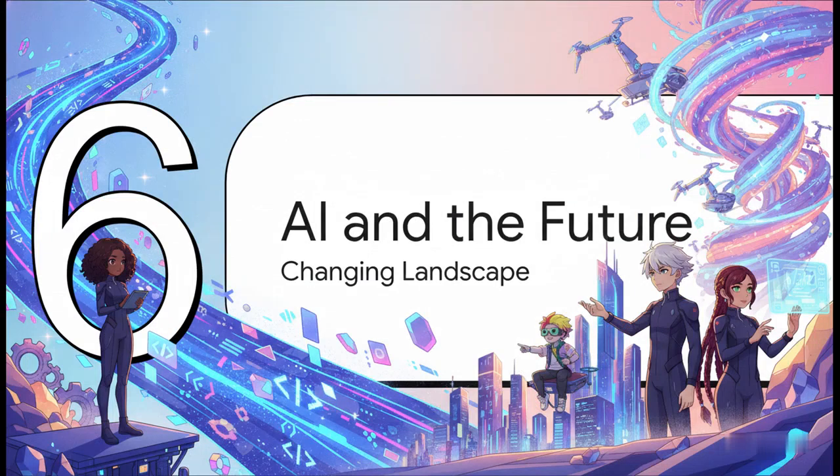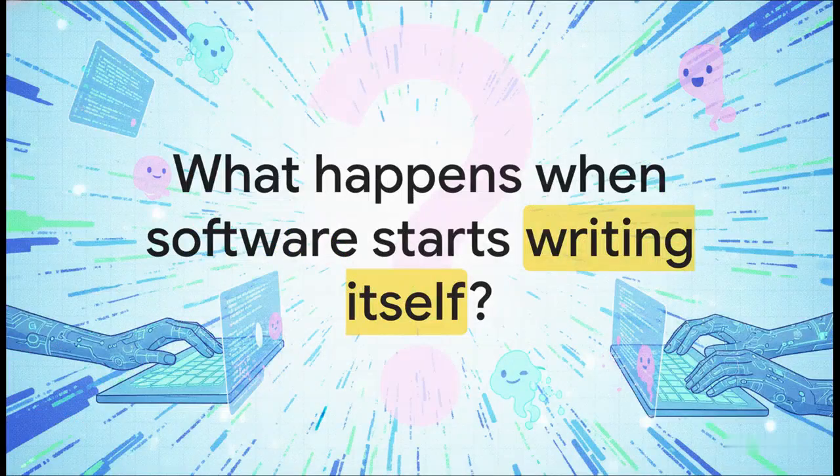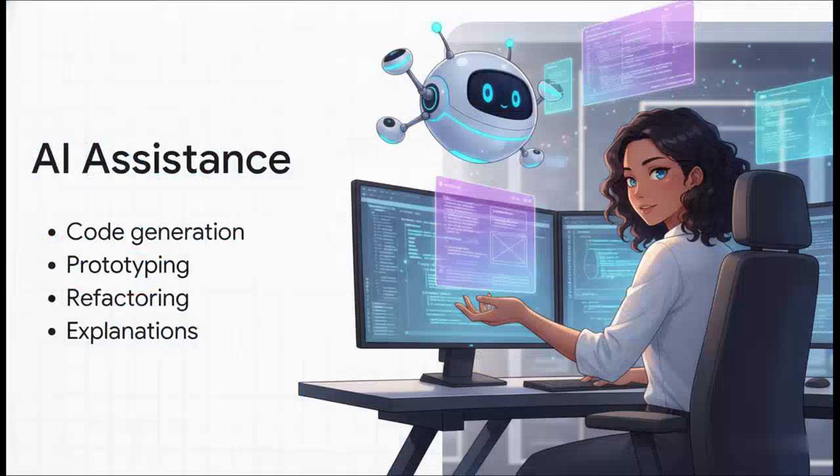Section 6. AI and the future. The digital landscape is moving at lightning speed. As future-ready professionals, we have to look ahead. So what actually happens when software starts writing itself? Because artificial intelligence is completely rewiring how development works. Right now, developers are using AI as an incredible accelerator. It's generating boilerplate code, automatically spotting bugs, explaining confusing legacy systems, and helping us prototype ideas in minutes instead of weeks. But, and this is absolutely crucial, it is a co-pilot, not an autopilot.